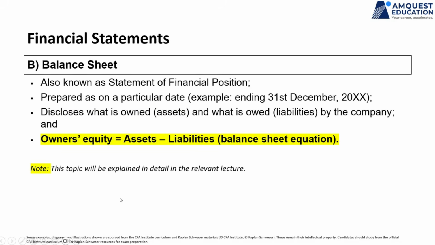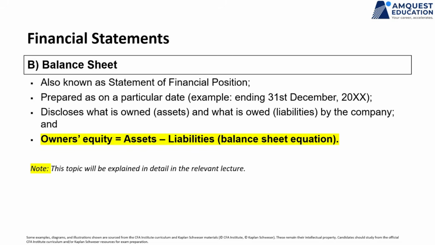Now, when we look at the balance sheet, also known as the statement of financial position, prepared on a particular date, for example ending 31st March 2025, it discloses what is owned and what is owed. So assets and liabilities are disclosed by the company. Assets and liabilities are typically part of the balance sheet equation.